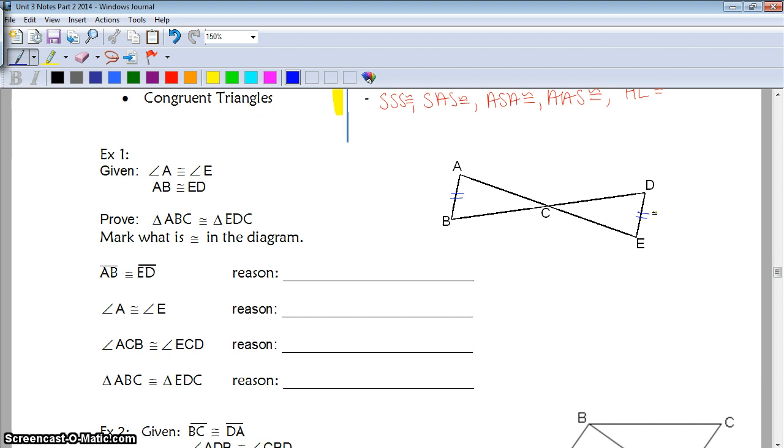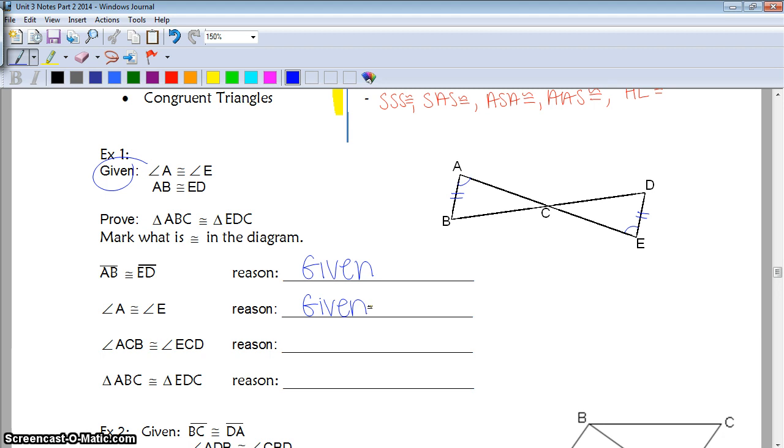What's your reason? Remember, you do not have special powers and you can't write anything you want in. Go back and always look at your given. That was in the given. So we just write given on the line. Same thing with our next statement. Angle A is congruent to angle E. Mark it in your picture. What's the reason that we're able to do that? Again, it was in the given.